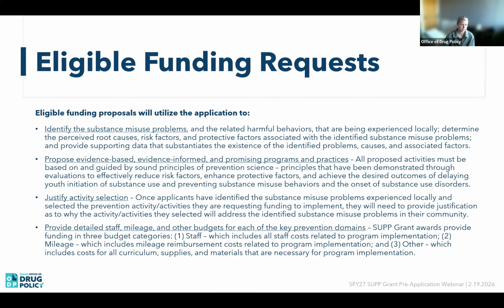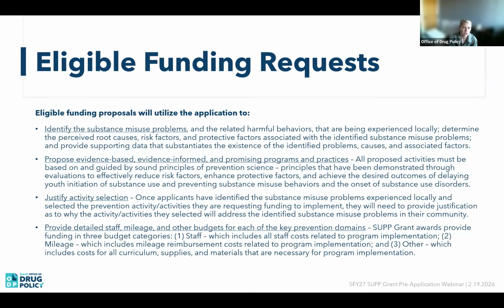Okay, so eligible funding requests. Eligible funding proposals will utilize the application to do 4 primary things. One is identify the substance misuse problems and the related harmful behaviors that are being experienced locally. You'll determine the perceived root causes of those issues, the risk factors and protective factors associated with those identified substance misuse problems, and you'll provide supporting data that substantiates the existence of these problems, their causes, and their associated factors. And that will all be primarily built out in the community needs assessment section of the application, and we'll be going through the application sections in a little bit.